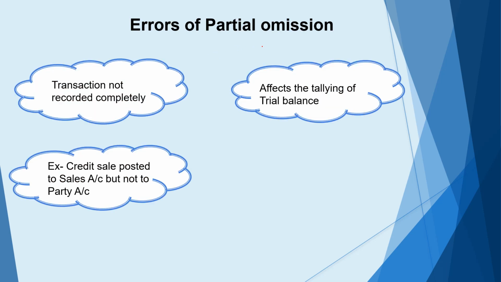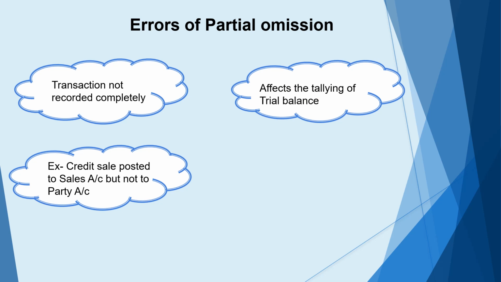So look at errors of partial omission. Basically here the transaction has not been recorded completely in the books of accounts. The transaction has taken place in the business and we have recorded it in the books, but not completely. This type of error affects the tallying of the trial balance. Why? Because you know that in accountancy, when you're recording transactions in the books of accounts, normally there are two effects to every transaction, one debit effect, another credit effect.